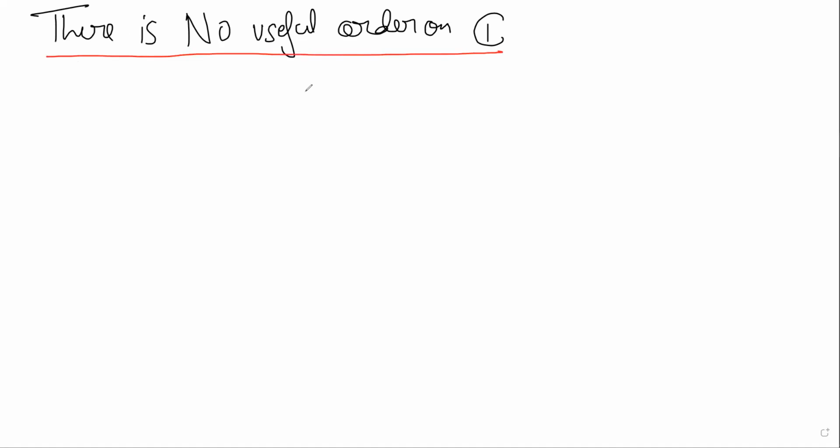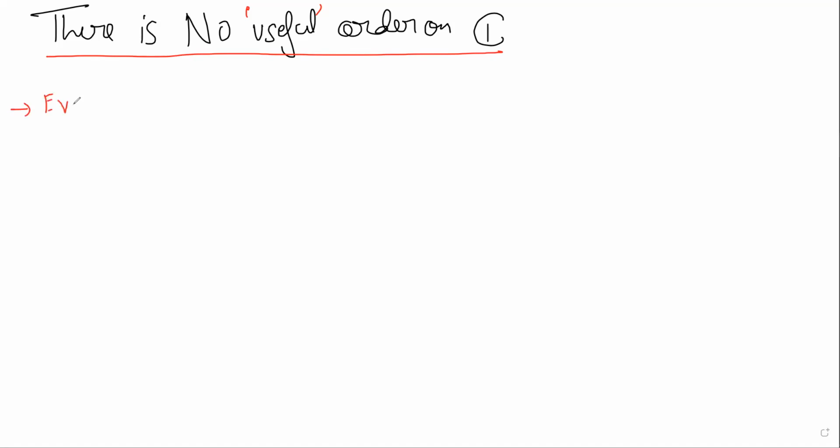There is no useful order on C. Now this is something that some of us were saying, I think they are not here today, but saying that this seems to be the case, that there is no useful order. Otherwise, you would be seeing it being used, right? Complex numbers. Obviously, this word useful has to be defined. This is not to say that there is no order on the complex numbers, okay?